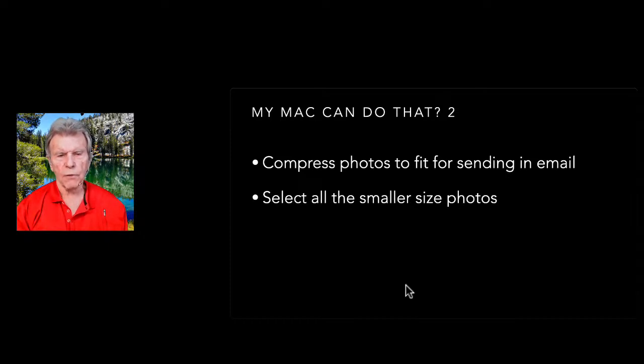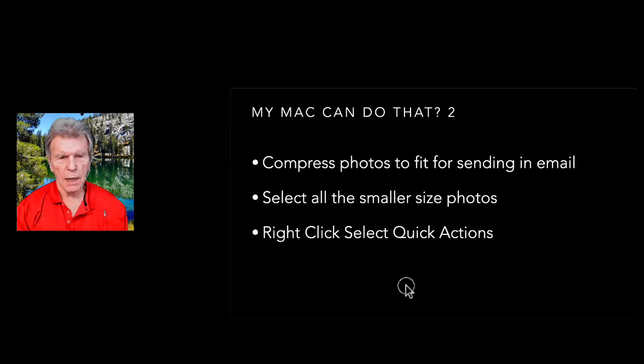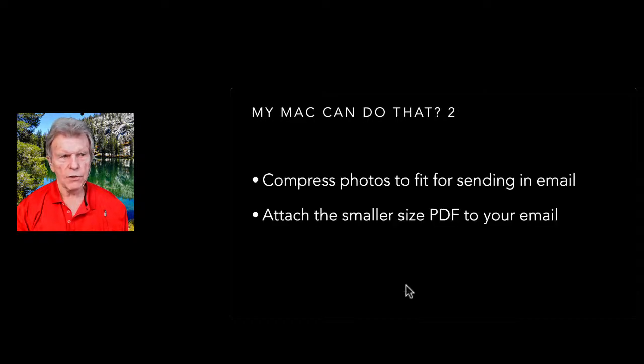The next step is you would now have some copies of those photos in a smaller size. So you would select those, and then you would right click again, go back to Quick Actions, and then you would select Create a PDF. And once you have that PDF, then you would simply attach that to your email.